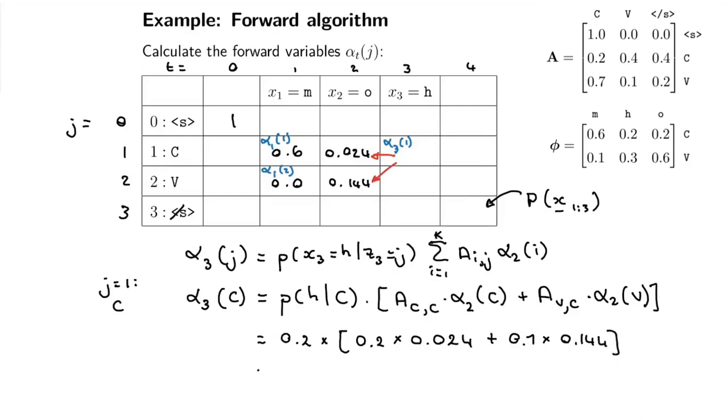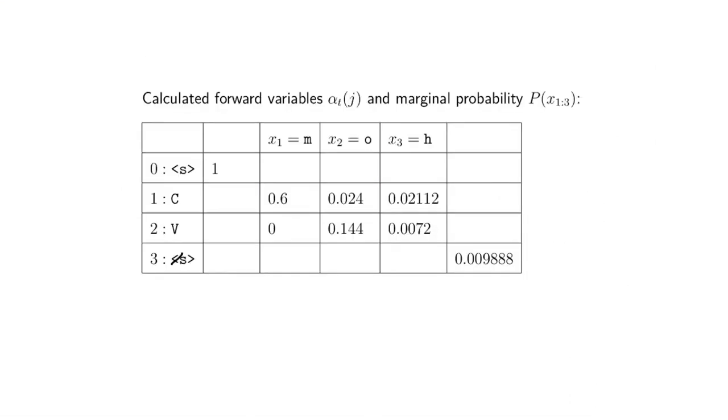Okay, and you end up with a value of 0.02112. Okay, and that's that alpha value there, 0.02112. And you can fill up the rest of the table in a similar way. And the point here is that I'm considering a summation here, not just the max. So I'm actually adding up all the partial ways to get to this particular point. I give the complete table there.